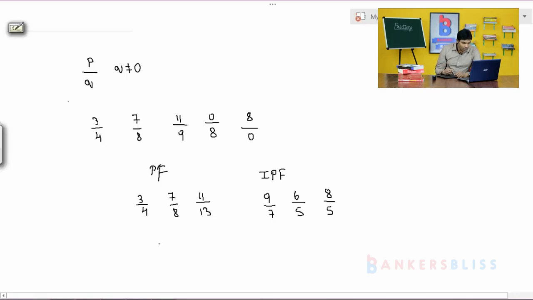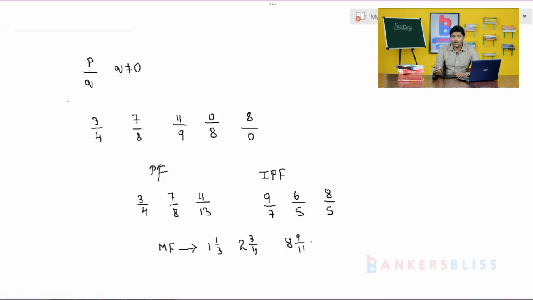Next, you have the concept called mixed fraction. Mixed fraction, example 2 and 1 by 3, 3 by 4, 8 and 9 by 11. These are called mixed fractions. And one more thing, the improper fraction can be converted into a mixed fraction, but the proper fraction cannot be converted into any format. Only the improper fraction can be converted.